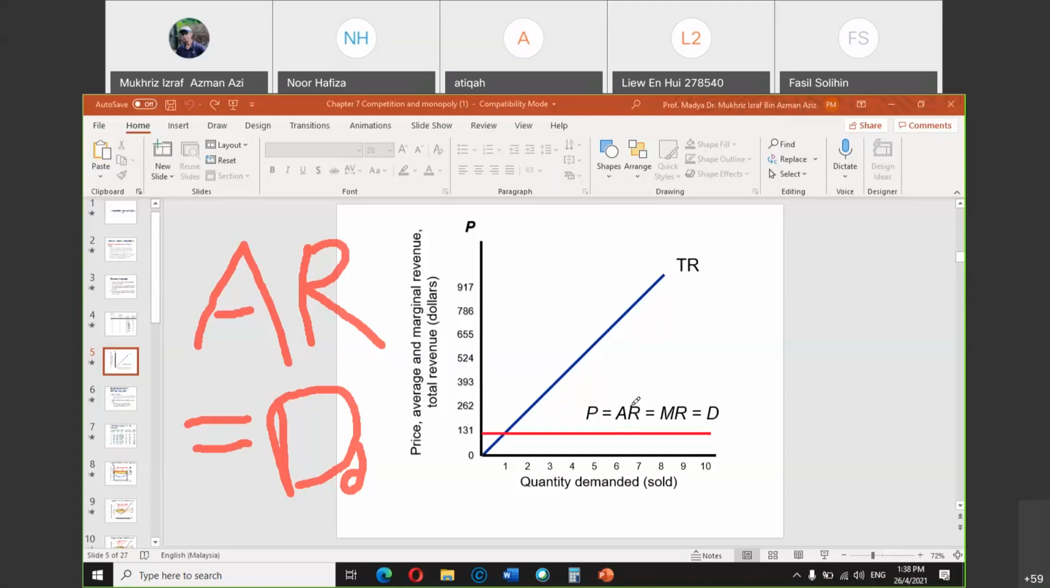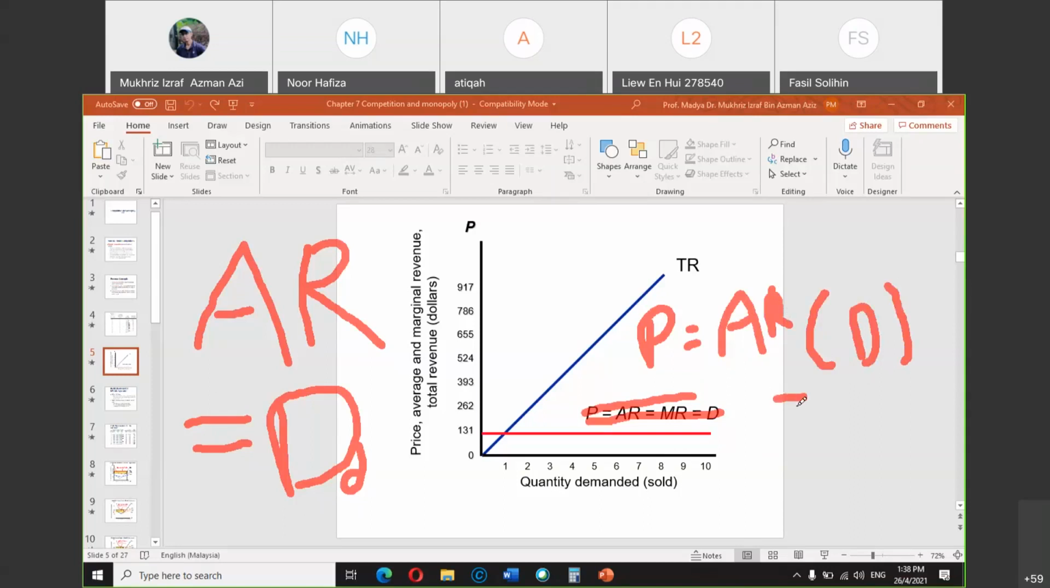So here I can rewrite this. To make things simple, you can put price equals average revenue, or in brackets you can put demand, because usually AR and demand refer to the same thing, and that equals MR. Meaning that in a perfect competition market, the price equals average revenue equals marginal revenue. So the word demand usually will be silent, because whenever you put AR, in brackets, you are also referring to the demand curve.